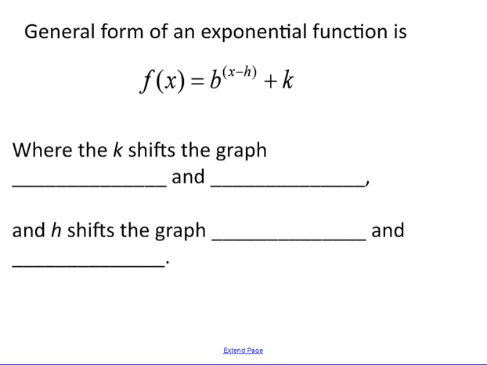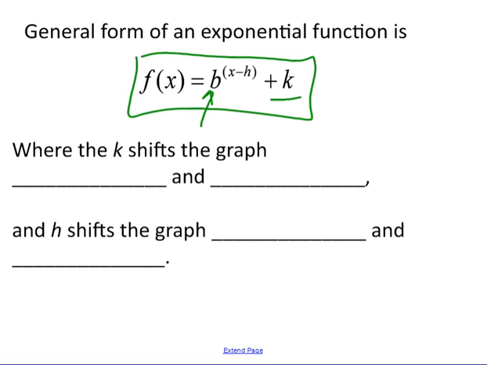In general, we have an equation of an exponential function. B is the base raised to the x minus h plus k. K is outside of the exponent. When it's outside, that always shifts the graph up and down. We have talked about this before. We will talk about this again. When you have h and k, where k is outside, whether it's outside of the square root, outside of the parentheses, whatever, whenever it's outside, it goes up or down.